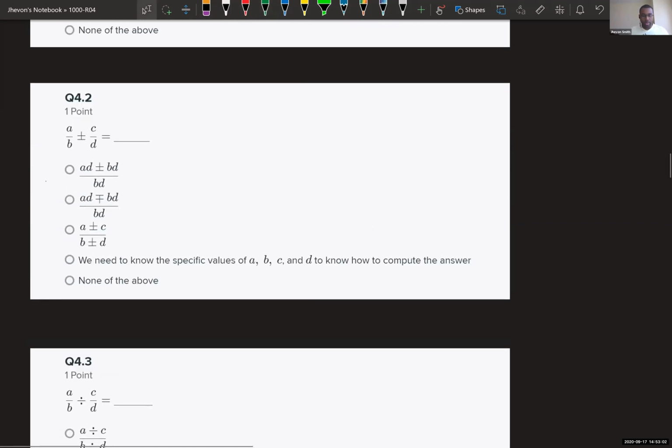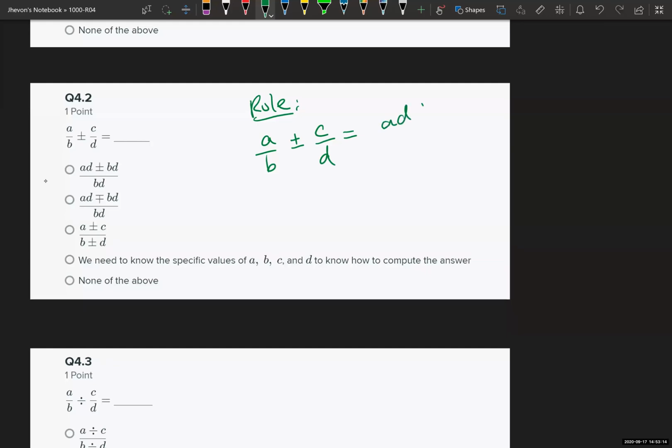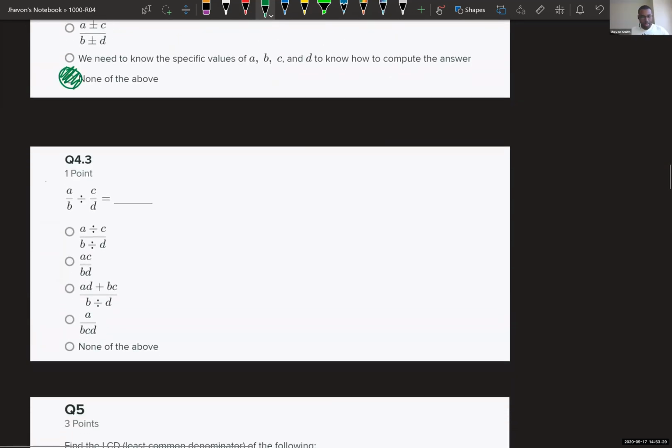What about adding two fractions? What is the rule for A over B plus or minus C over D? It's AD plus or minus CB over BD. Right. So which choice is that? None of the above. So that was 4.2. We're on a roll.